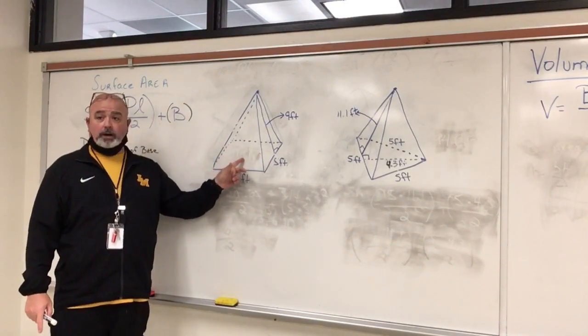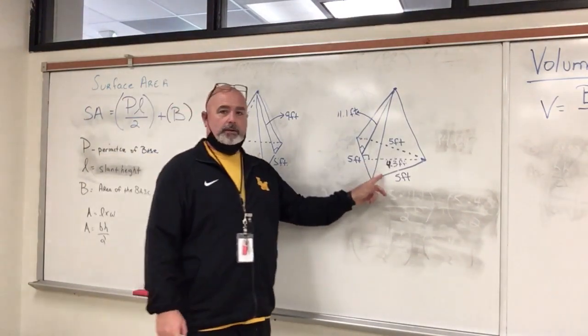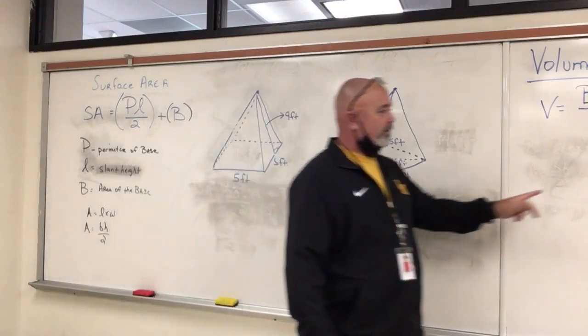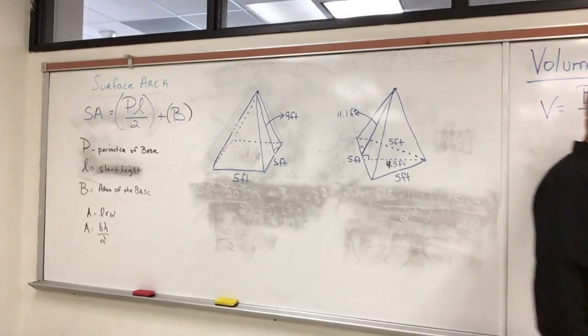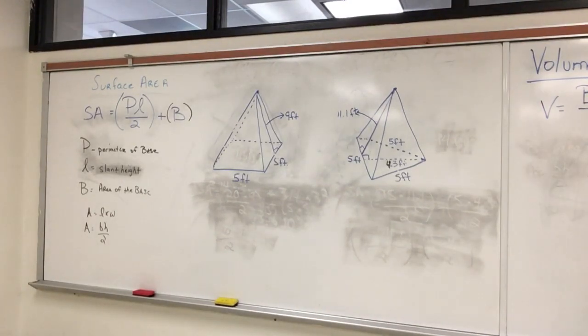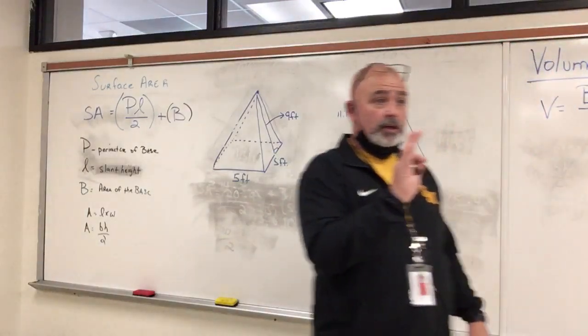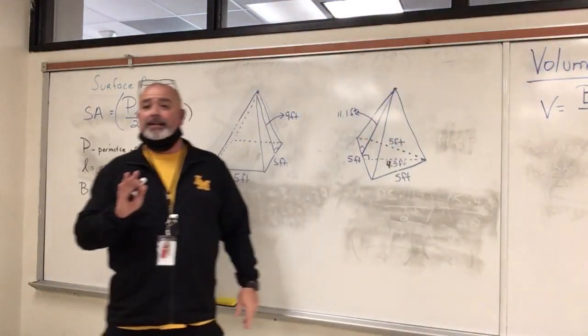Okay, that's a square. What's the base here? A triangle. What's the base here? Square or rectangle. Rectangle. What's the base here? Triangle. Okay, if you understand where the base is, you're good. And you understand what the base is, you're good.